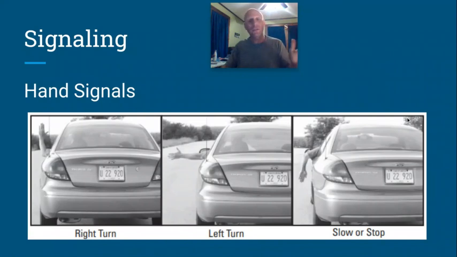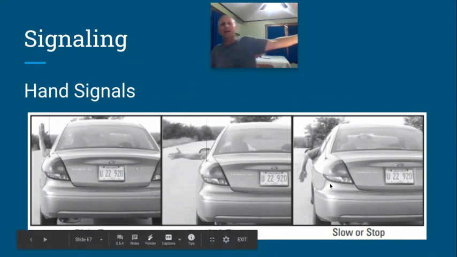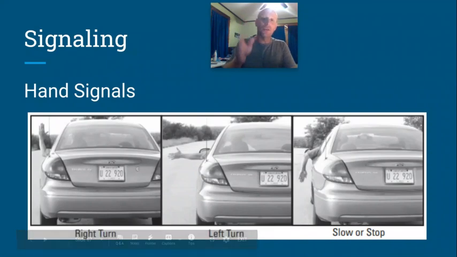If your turn signal is not working or you're riding a bicycle, you should use hand signals. You always use your left arm, sticking it out the window. If it's a right turn, you put your arm straight up at a 90-degree angle. If it's a left turn, your arm goes straight out to the side. If it's a slow or stop, it's down. You can't just drive around doing this all the time. You are legally required to get your turn signals fixed, but in a pinch, you can use this.